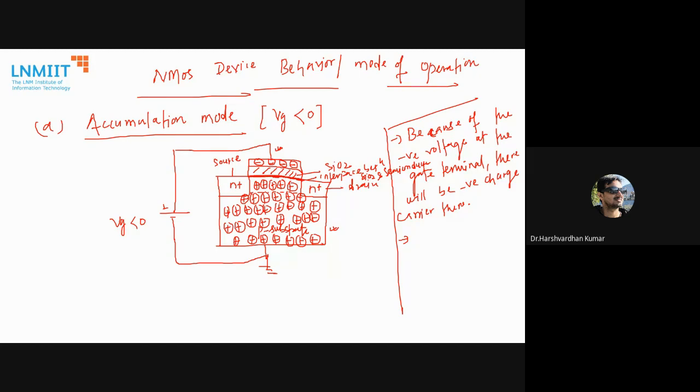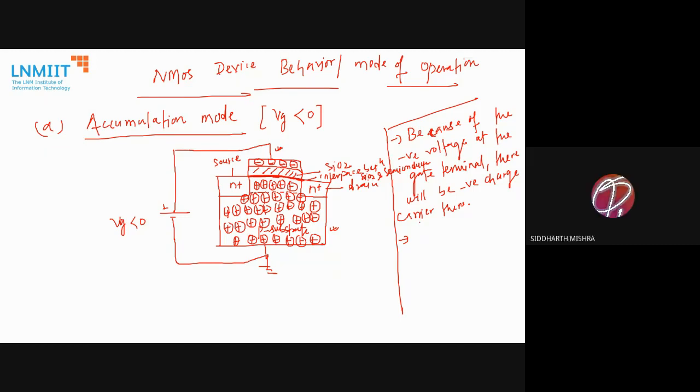So there will be no formation of a channel between the source and drain. As a result, the transistor will not turn on, and there will be no flow of current from source to drain. Right? Any difficulty in understanding this concept? Yes or no? Any doubt here?